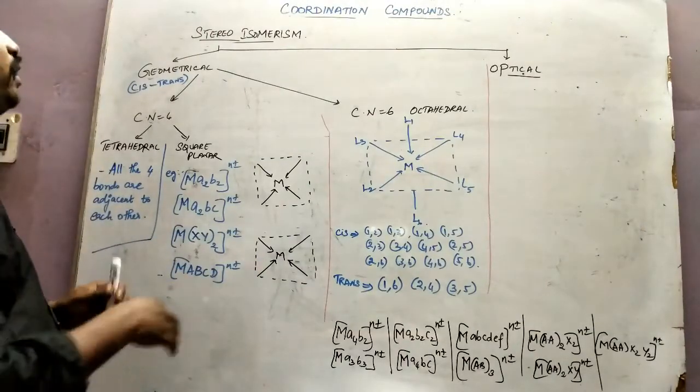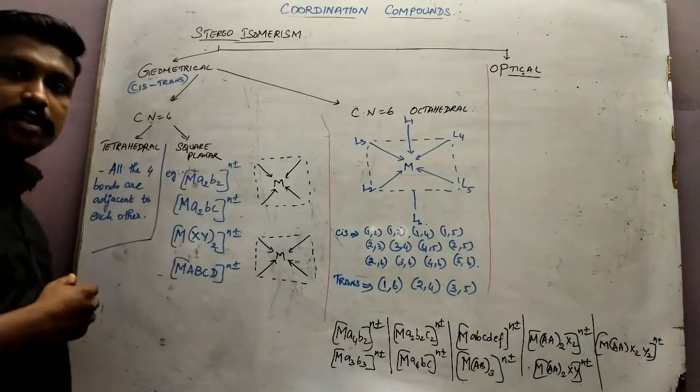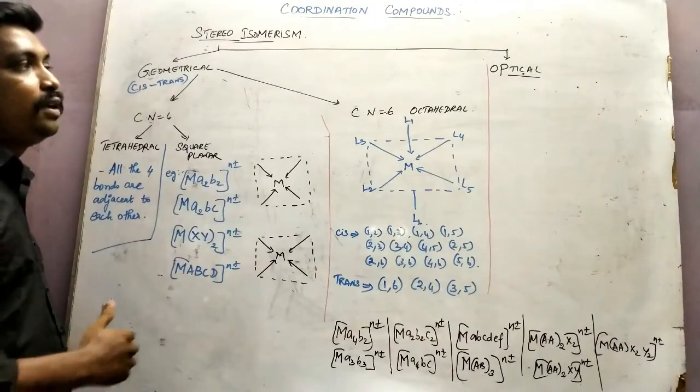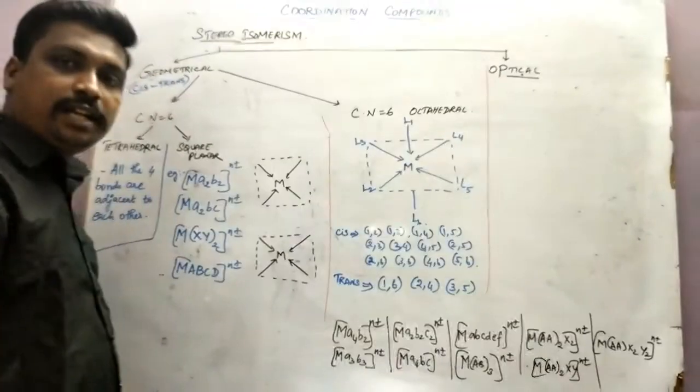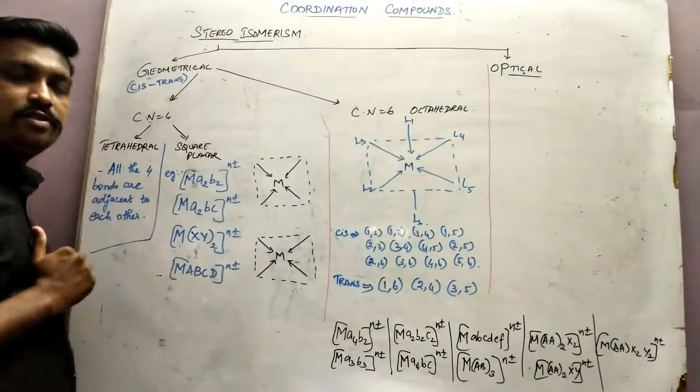We are classifying stereoisomerism into two types. One is geometrical isomerism, otherwise called cis-trans isomerism. Another one is optical isomerism. We will first deal with geometrical isomerism.